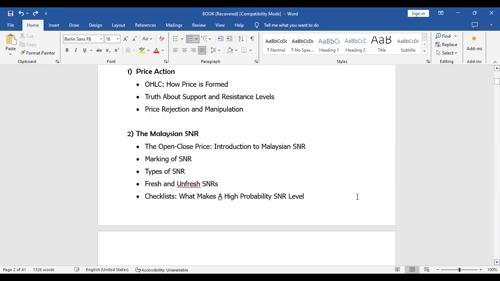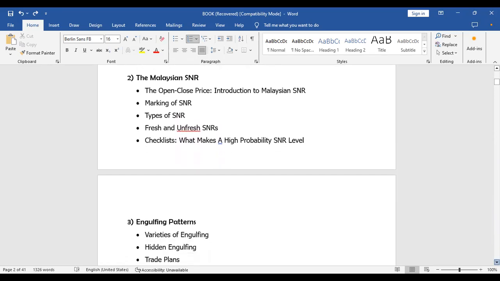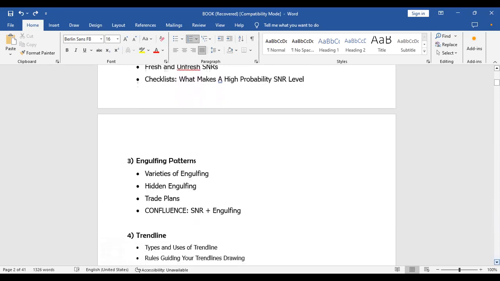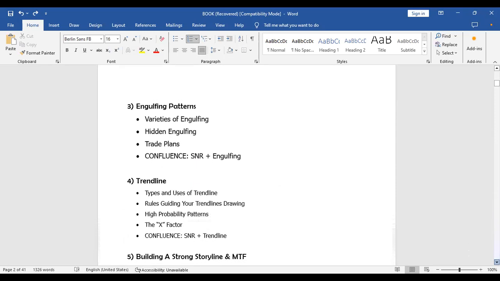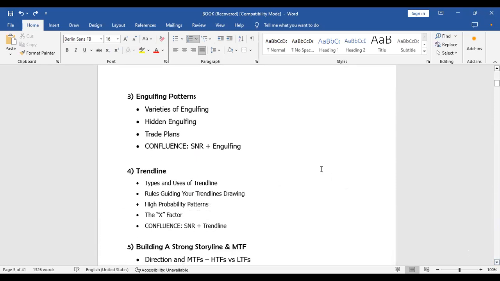So we'll be able to cover module 1 and 2. We've dealt with the checklist. What are the things to look out for? The miss, the touch, and the liquidity sweep. How does this validate the SNR level? So now we go to engulfing pattern.